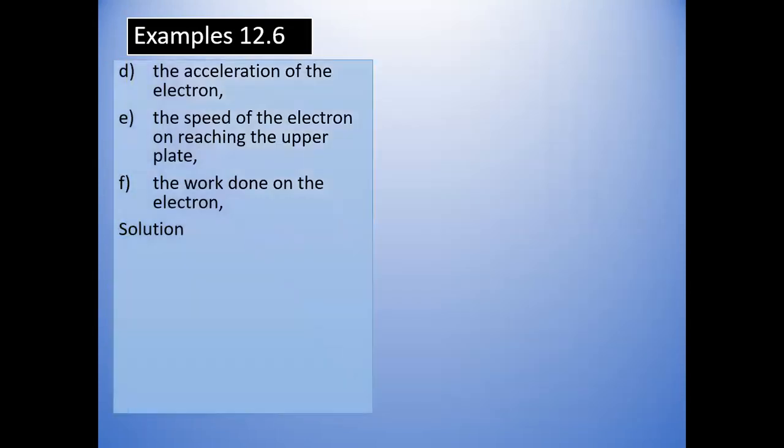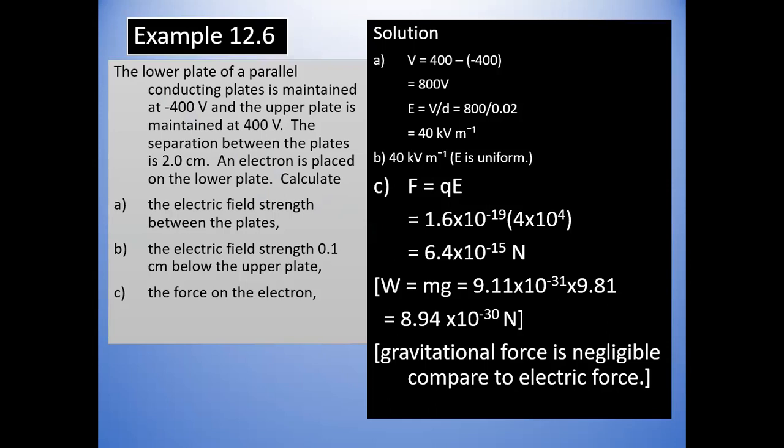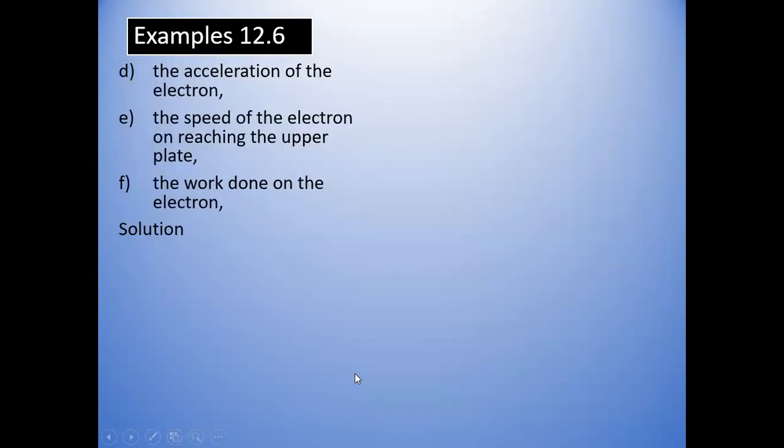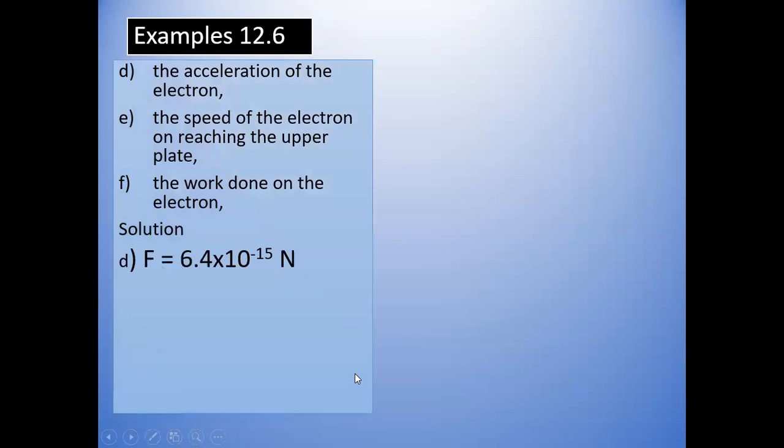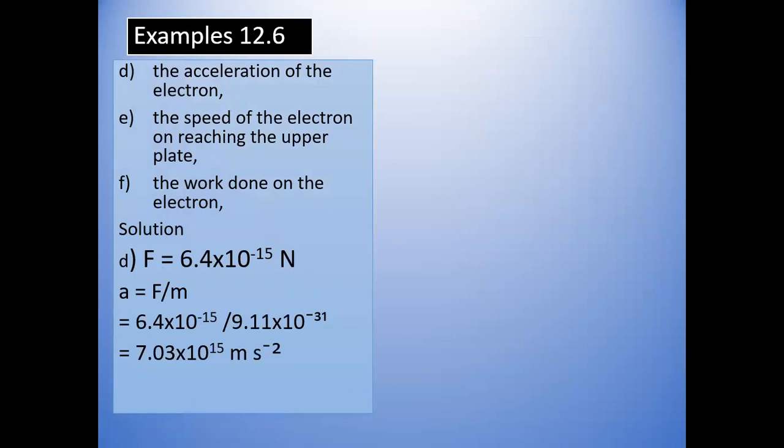What's the value of m? The mass of the electron is 9.11 times 10 to the power of minus 31. So a equals F over m, so 6.4 times 10 to the power of negative 15 divided by 9.11 times 10 to the power of negative 31. I get a in meters per second squared.